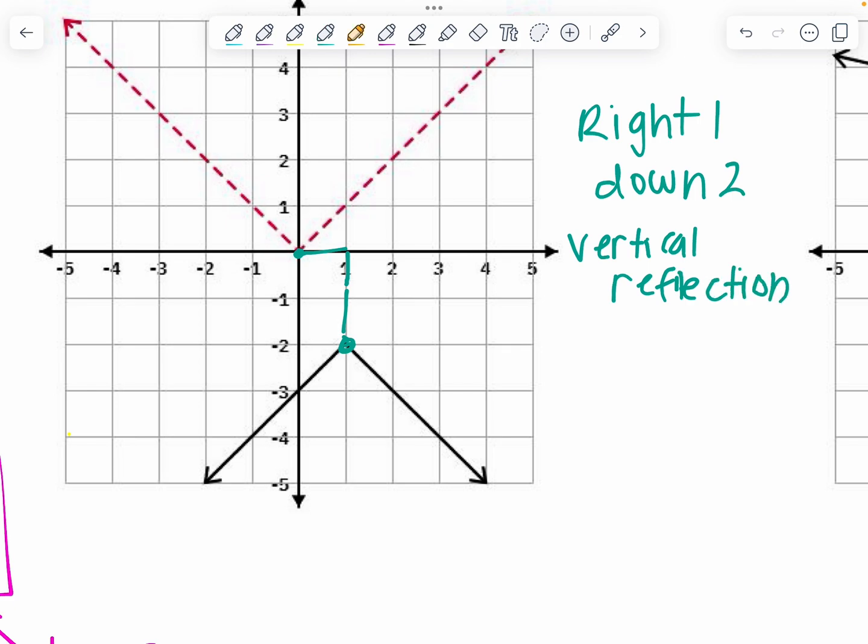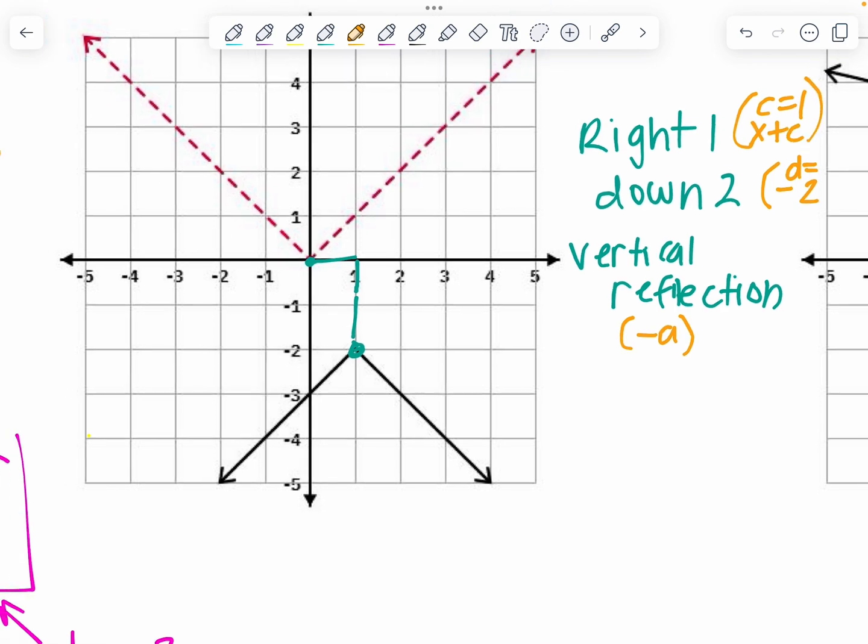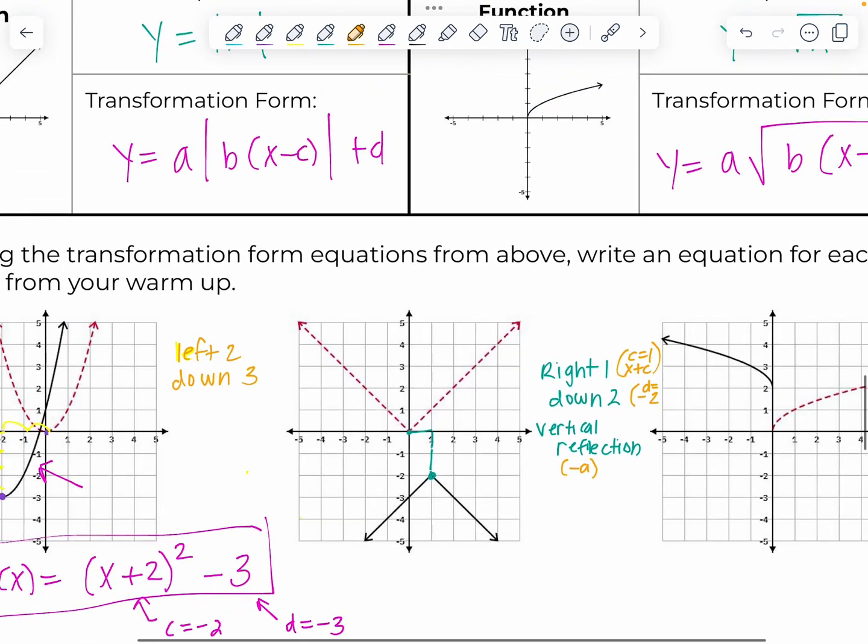And we achieve that reflection by doing a negative A. Down 2 is going to be a negative 2 for our D value. Right 1 is going to be a positive 1 for our C value, but it's going to be written as an x plus C. So looking at our absolute value function right here, the A value, or the negative, is going to be out front of the absolute value. Technically, you could write a negative 1, but just a negative will suffice.